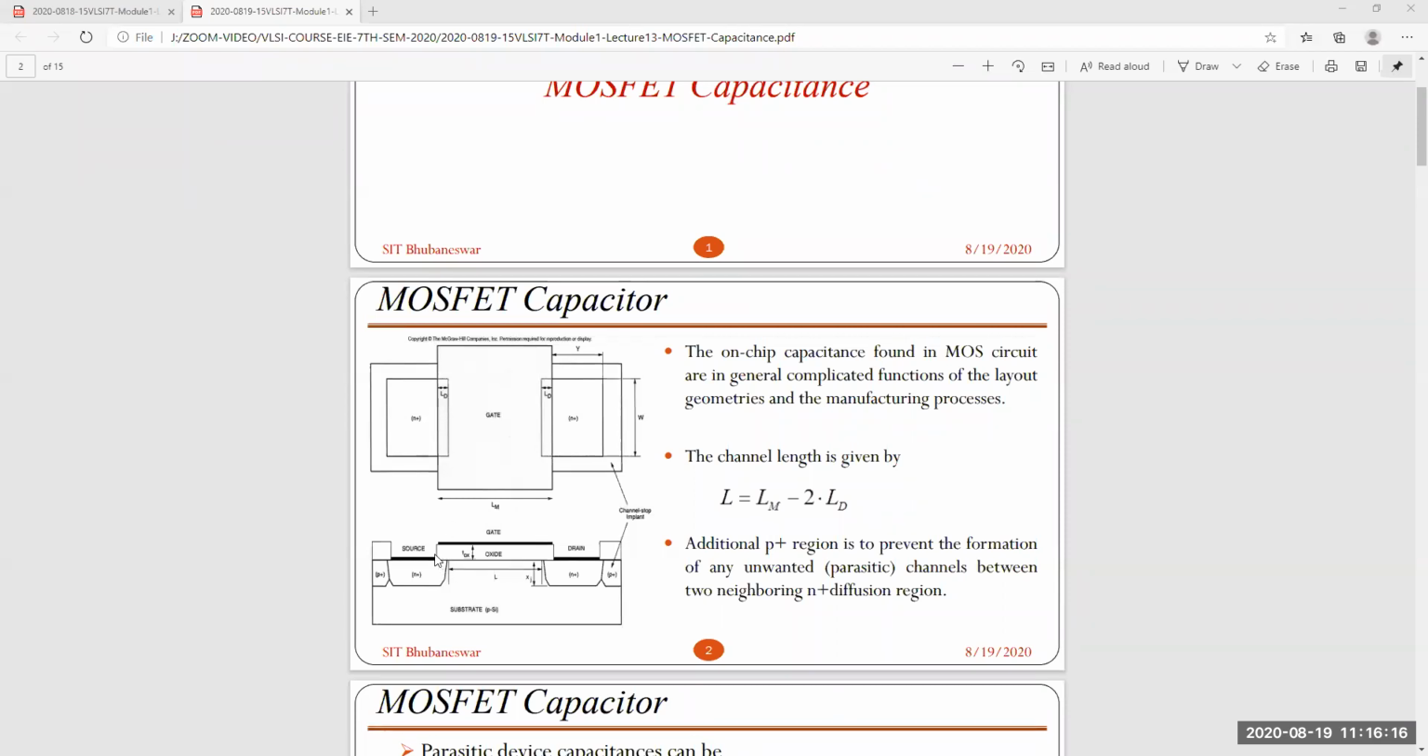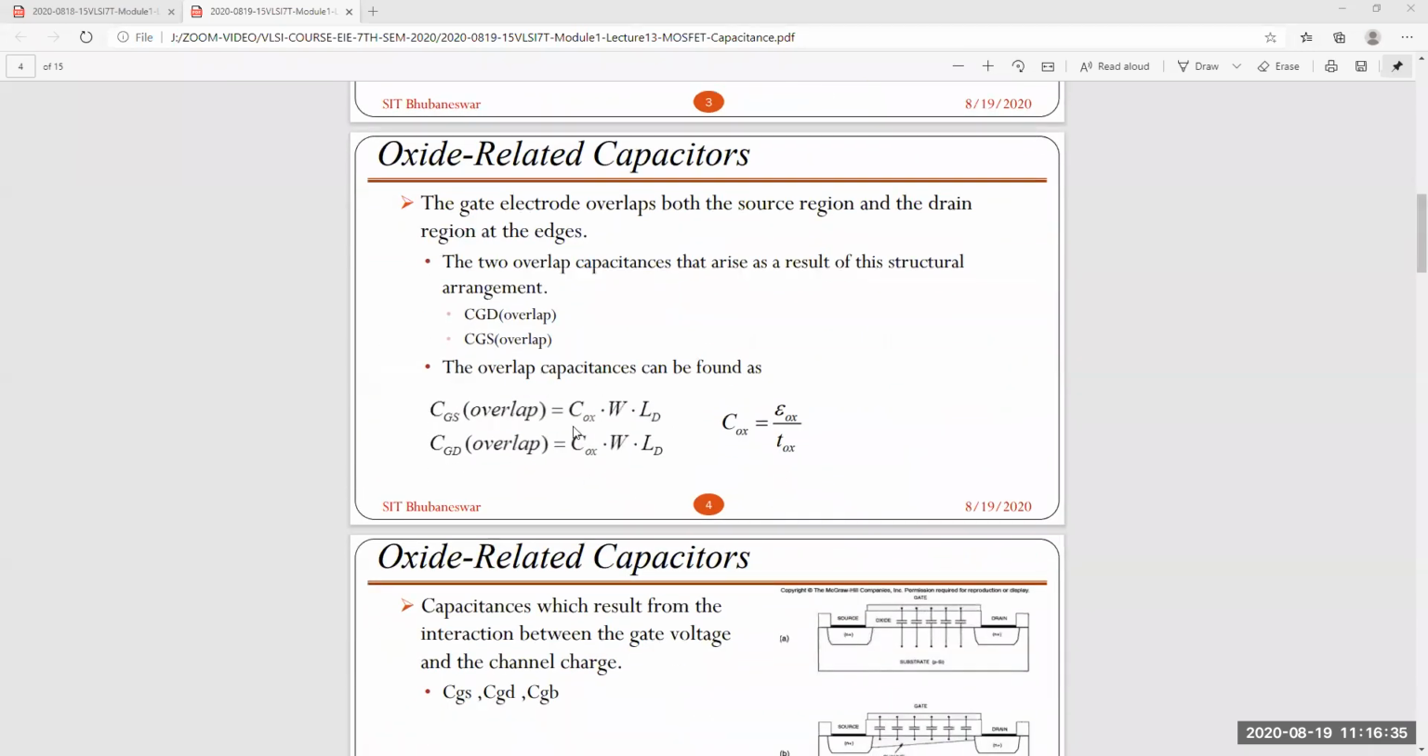This is LD, and W, because it's an area capacitance. Whatever Cox you are seeing is only for that part, but it extends to the width also, so everywhere you will get capacitance. That means the Cox we are saying here is capacitance per area. So in this area, what is the capacitance? W into LD, the width of the transistor and that extension region, that area, into capacitance per area. So you will get the overlap capacitances CGS and CGD.